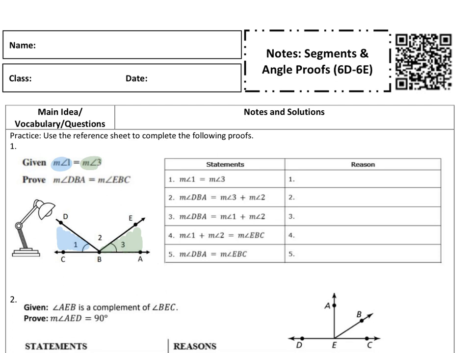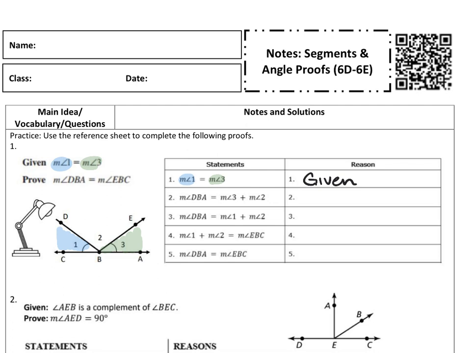What is the reason I'm allowed to make that first statement in a proof? This one word starts with a G. Start every proof with it. Given. Fabulous. So the first reason in any proof is the word given. Check, done. Then we look at what the next statement says. I'm going to color code them because I think it's really helpful to see the color coding in a proof. Here's my given. The measure of angle 1 is equal to the measure of angle 3.